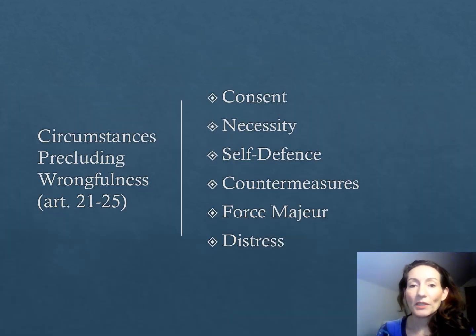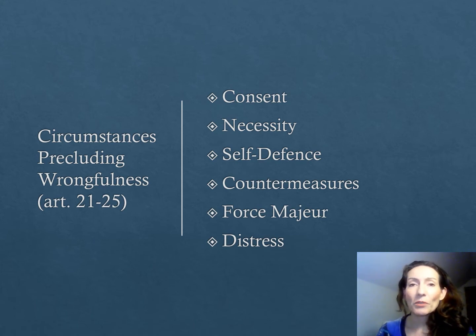The circumstances precluding wrongfulness are codified in Articles 21 to 25 of the International Law Commission Articles on Responsibility of States for Internationally Wrongful Acts. The articles list as relevant circumstances precluding wrongfulness: consent, necessity, self-defense, countermeasures, force majeure, and distress.